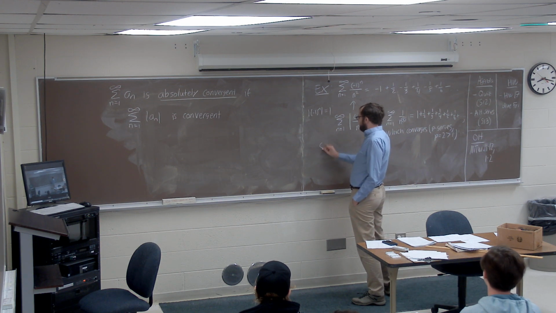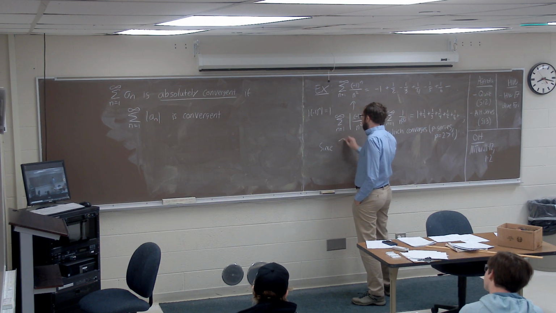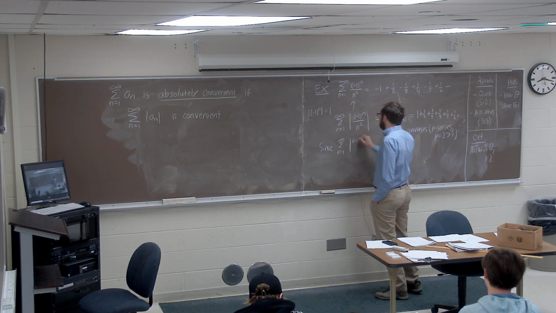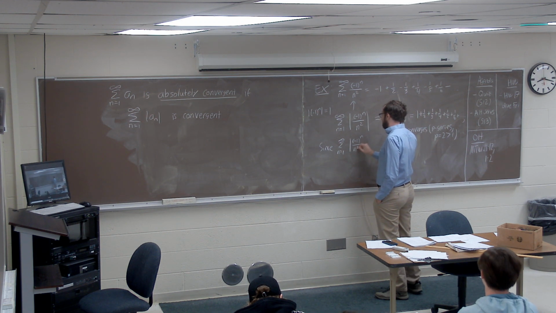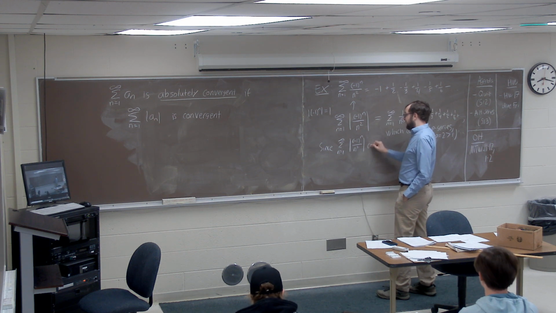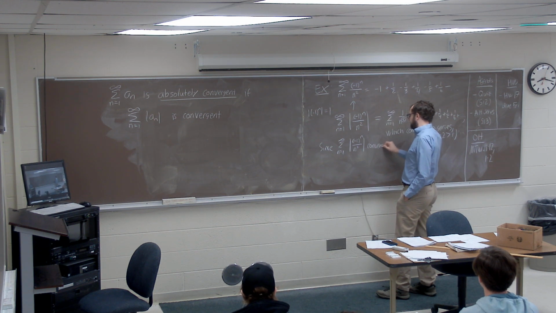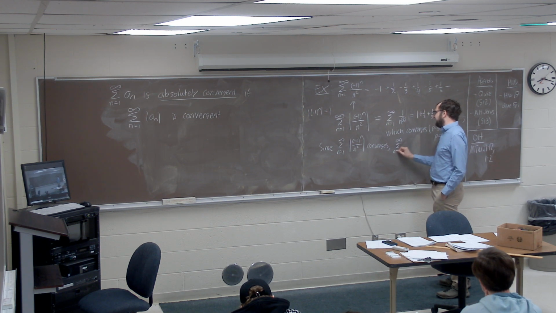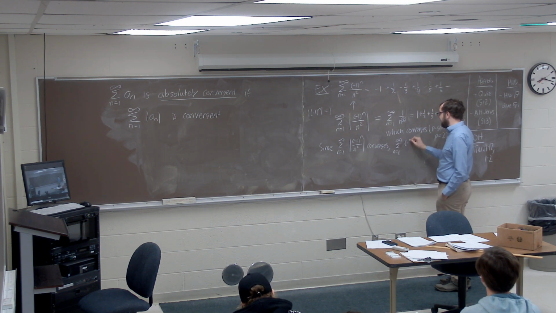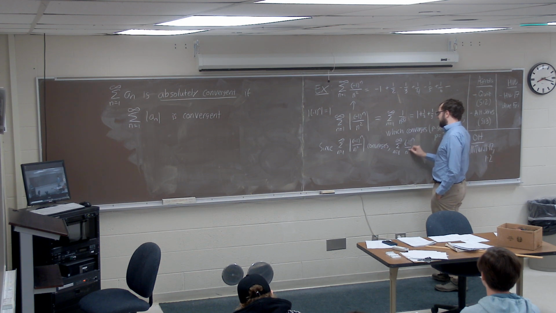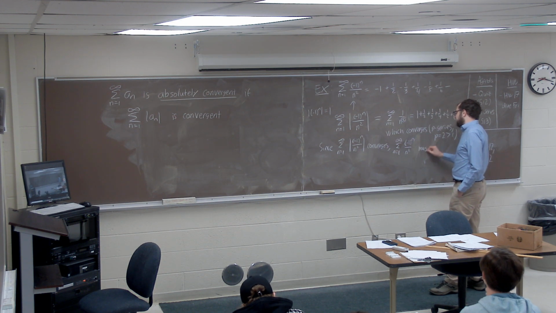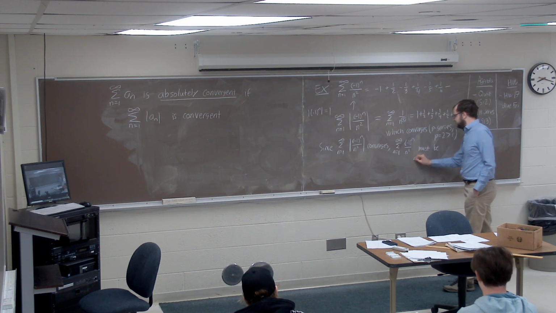But we could say that since the sum from n equals 1 to infinity of the absolute value of negative 1 to the n over n squared converges, when we take away the absolute value, just take a sum from 1 to infinity of negative 1 to the n over n squared, that series must be absolutely convergent.